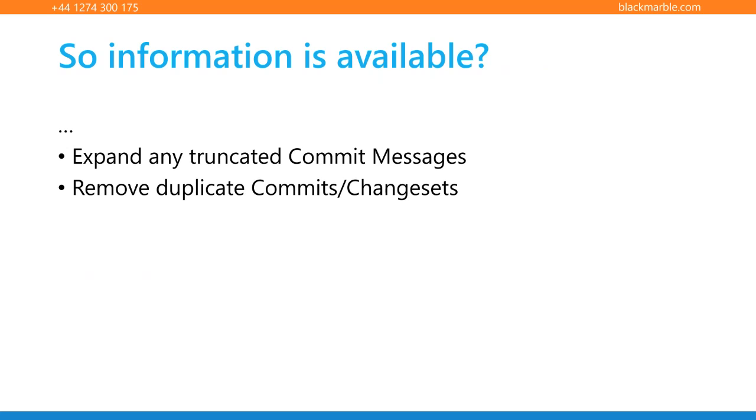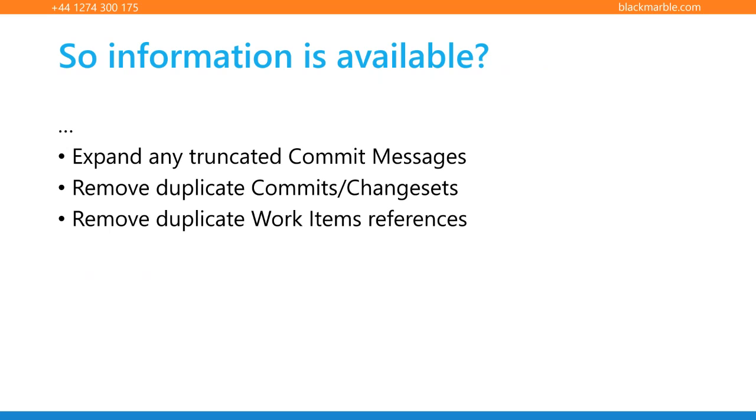Then, because we could have multiple builds as part of a release, or we've had multiple builds because we've checked over a number of failed builds in between, I go through and I remove any duplicates of any of the commits and change sets that I've seen, because we don't want them reported multiple times. I remove any duplicate work item references that I've got, and I then go through and get all of the details for the work item. So this is the point where I actually go off and populate everything with all of the details for the work items that we're going to see.